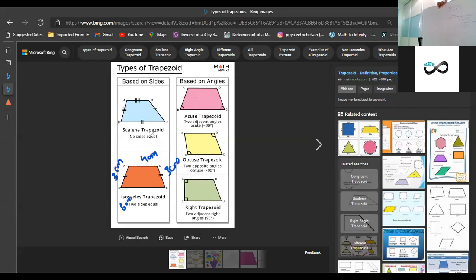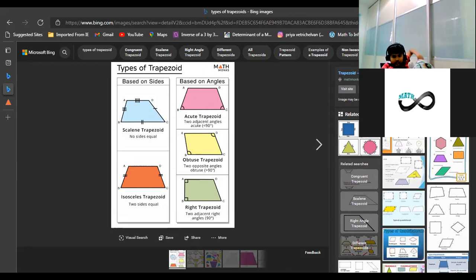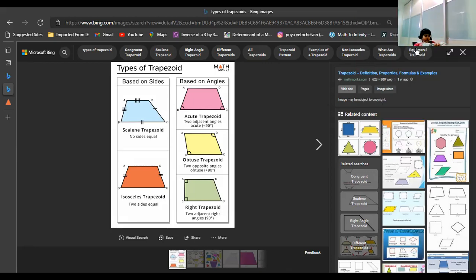So these two categories are based on sides. Let's discuss about the angles. Okay. So the angle one you can call the pink trapezoid. Can you see the pink one? So that is based on angles. This trapezoid is based on angle.